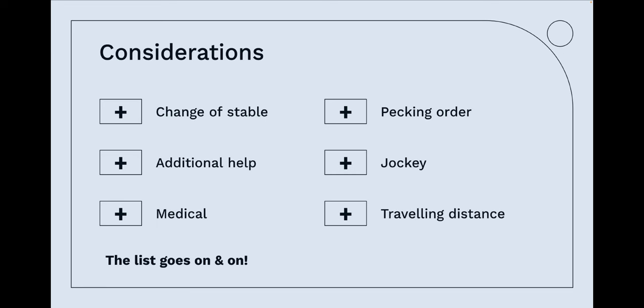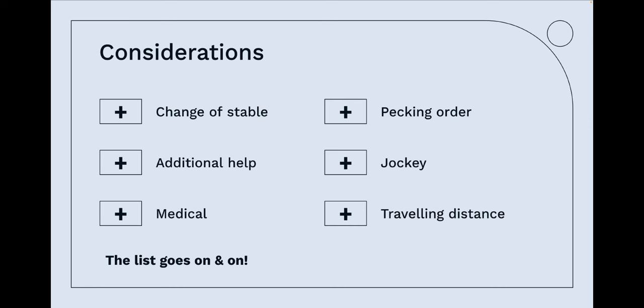As far as the considerations go, change of stable. Now, especially if it moved from a lesser performing stable to a better stable. If it went the other way, then I'd be more sort of worried and typically want to lay it to bigger odds. As far as additional help, that could be first-time blinkers, visor, cheek pieces, and so on. Medical, I'm really referring to a recent wind operation. He's had a wind operation since his last run that could help it.